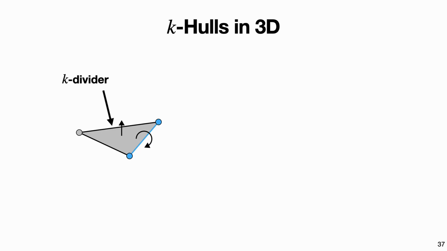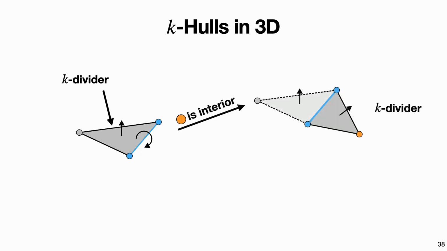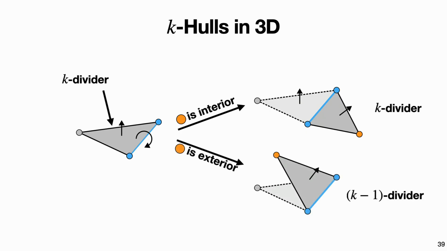And now we get to the point where we made this reinterpretation I mentioned earlier, because the same distinction between k and k minus 1 dividers can also be applied to 3D, because if we have a k divider, we choose the rotation such that the third point of the triangle becomes an interior point. And then there are again 2 possible outcomes. The next point we find is an interior point, so the resulting triangle is a k divider. And in this case, again, the points in the exterior have not changed at all. But we can also find an exterior point, which means the resulting triangle would be a k minus 1 divider.